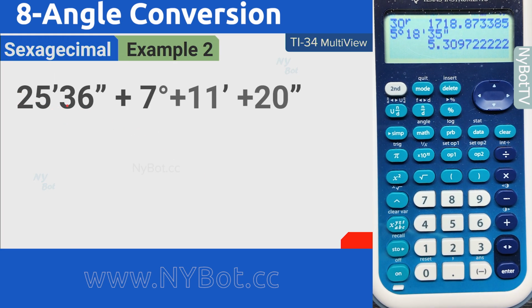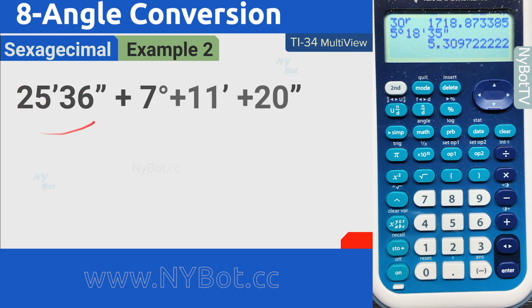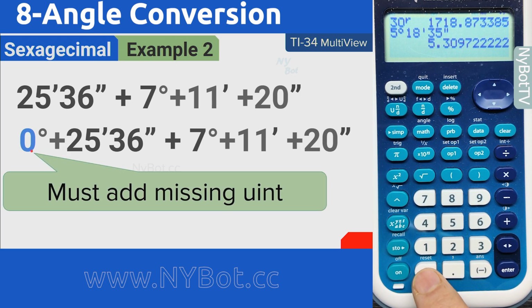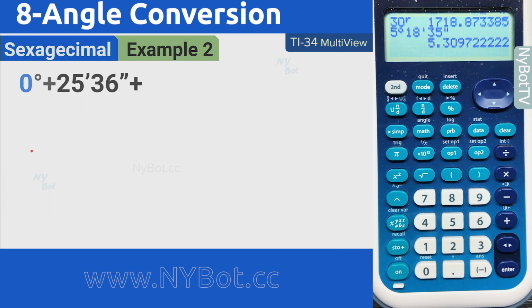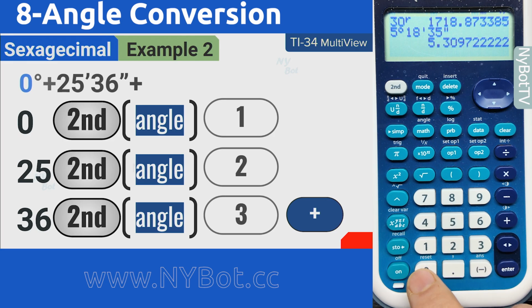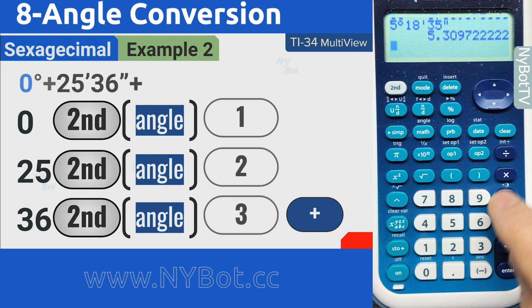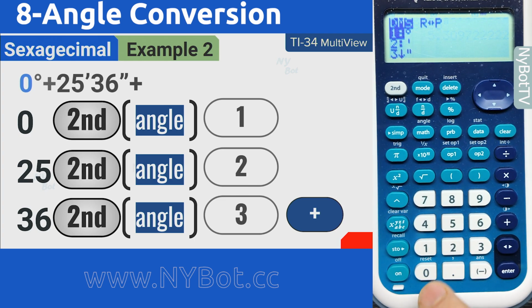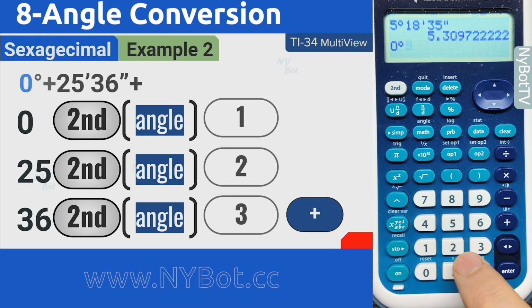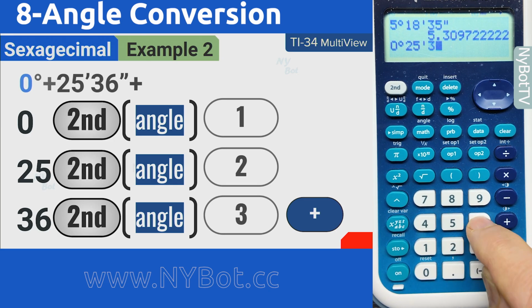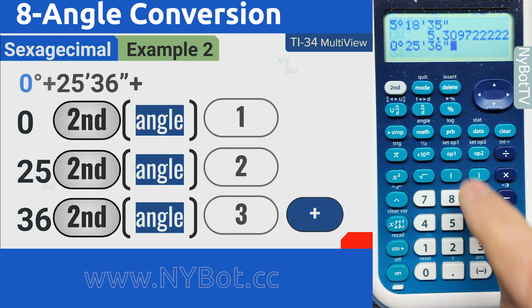Now let's see, we want to add one angle to the other angle, and because this one is missing the degree, we have to enter 0. So that's very important, I'm starting with 0, second function, angle, 1 for degree, 25, second function, angle, 2, and then 36, second function, angle, 3.